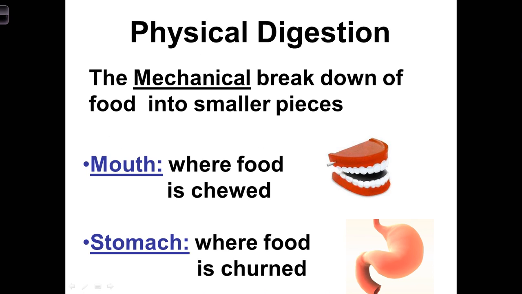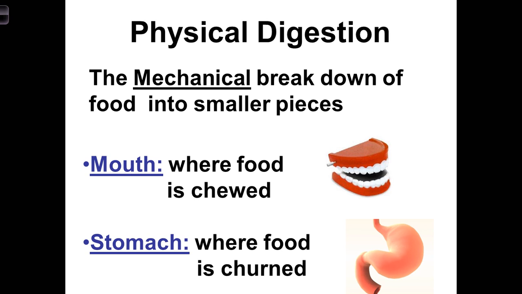Okay, so there are two types of digestion. Physical digestion is the first one, the mechanical breakdown of food into smaller pieces. So basically, to get the food around the body, first we need to break it down a little bit so we can actually work on it.